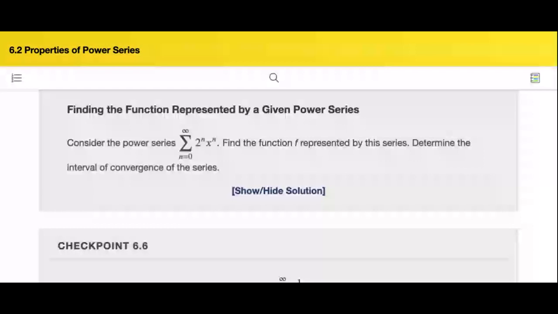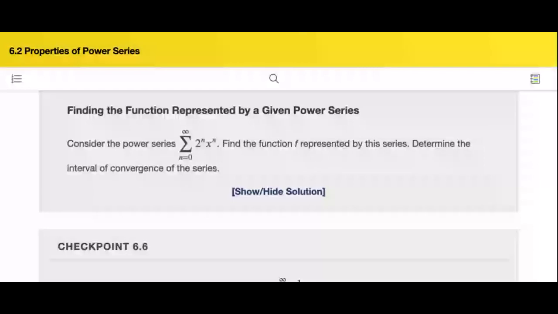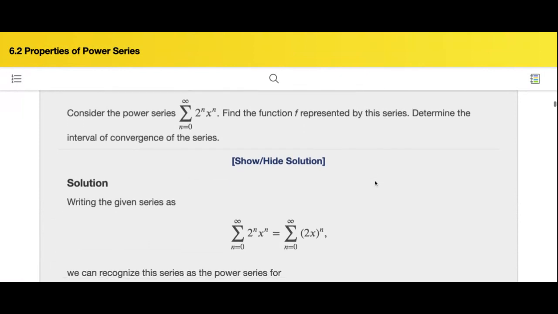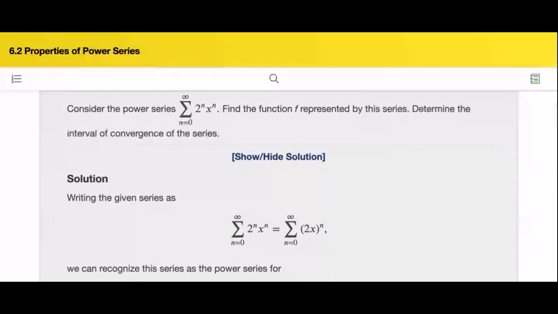Okay, now you can see it. So now we see this one. We see the x raised by n part, we can represent it as a function, 1 over 1 minus x. And so we want to find the function represented by the series and also determine the interval of convergence.